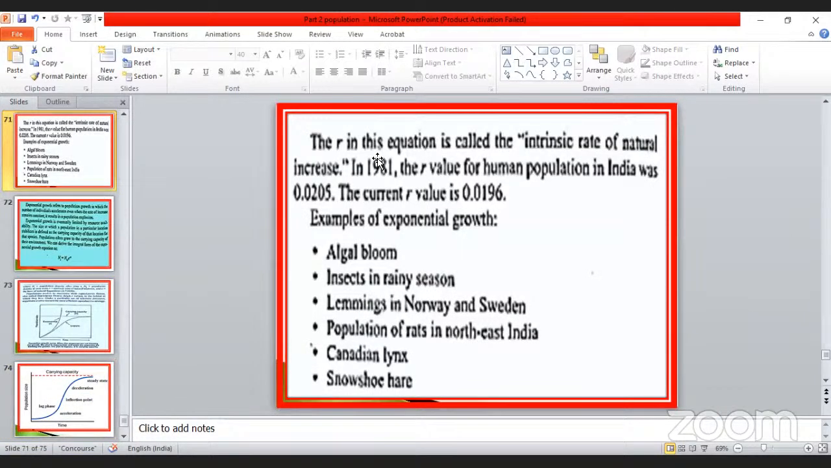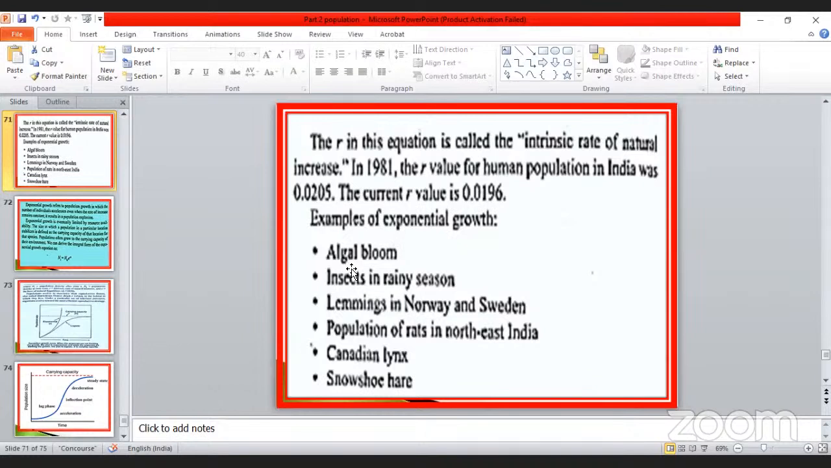The r in the equation is called the intrinsic rate of natural increase. In 1981, the r value of the human population in India was 0.0205. The current r value is 0.0196. Sometimes they may ask the question, my dear students. In 1981, they are telling. Okay. How many years here? 44 years before the value. So now what happened, it may have increased 2 times, 3 times. It may be 1, something like that, or 4 digits.